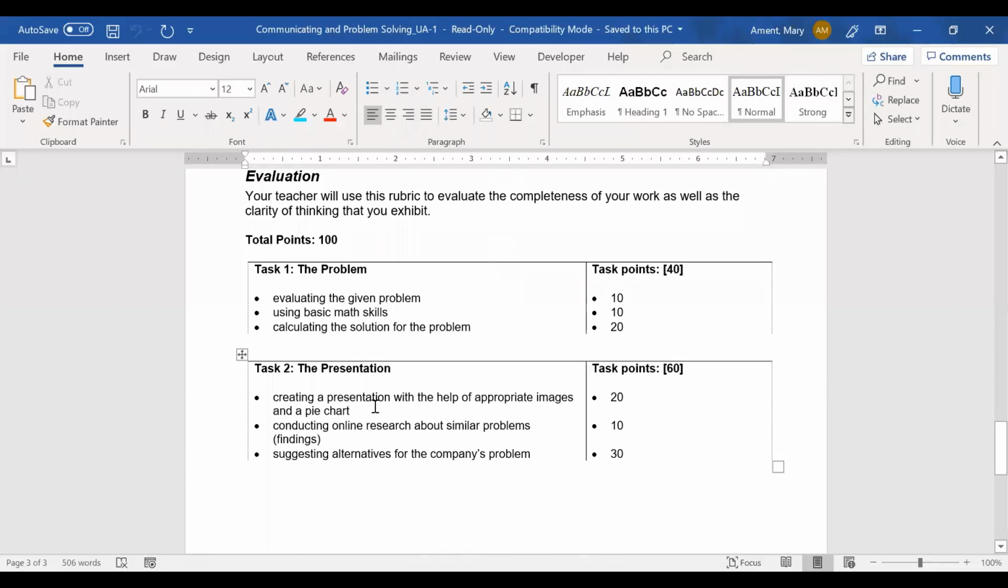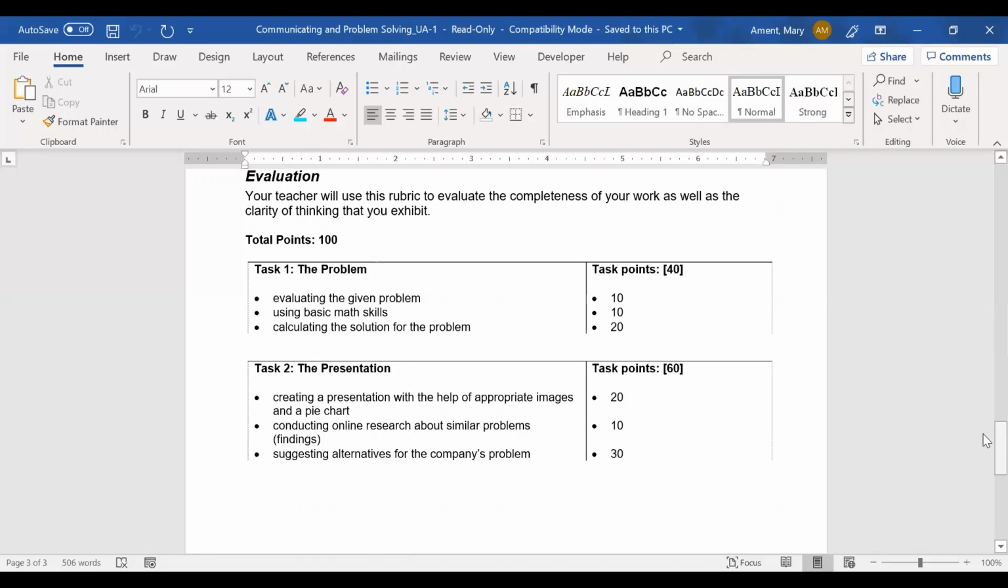So if you look again at task 2 in the rubric, you want to make sure that your presentation includes a pie chart, that it includes online research about similar problems, and that it also suggests alternatives for the company's problems. And again, it should be presented in a presentation form. It shouldn't just have those slides in an order that doesn't make sense. You should also be explaining the problem and whatnot with your presentation.